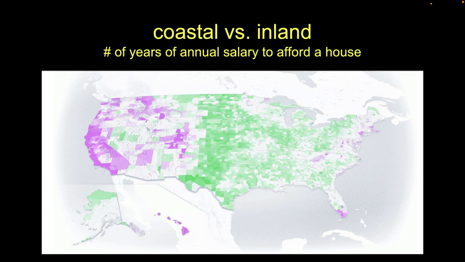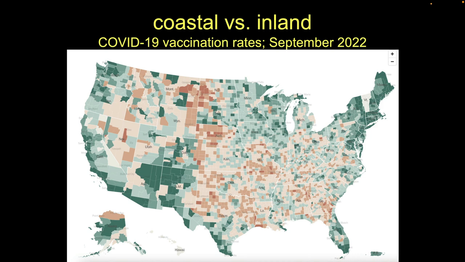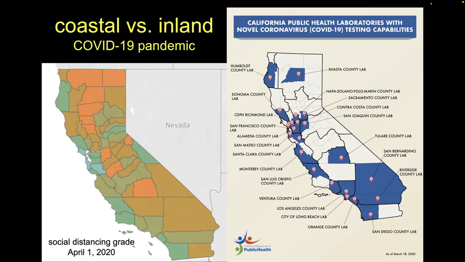And we see that not only at our coast, but generally across most coastal zones. In this case, this is the number of years you have to work, and what the salary would be, to afford a house. Basically the coastal areas are dark purple, the inland areas are green. Same thing with COVID vaccination rates. Where's most of the brown? Most of the brown is interior. Most of the coast is dark green, indicating on average a higher vaccination rate at this point in September of 22. But however you want to slice it.